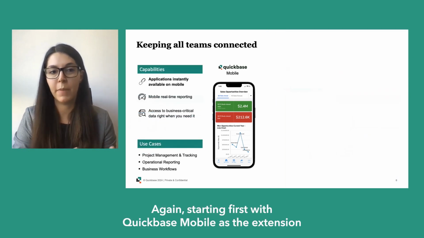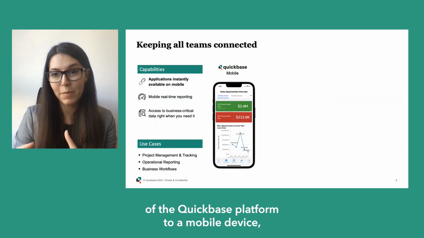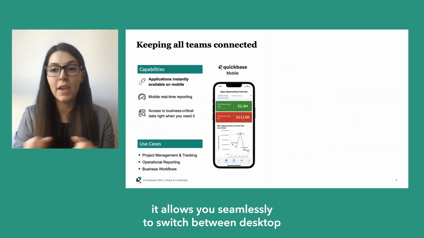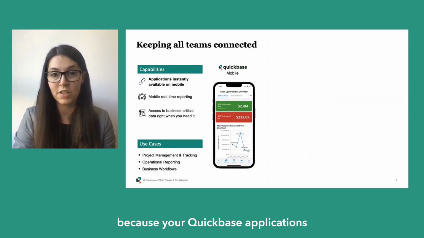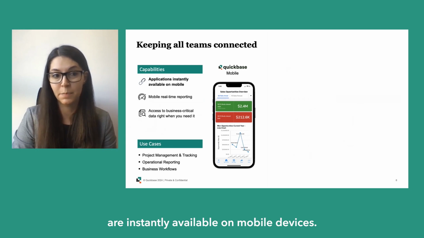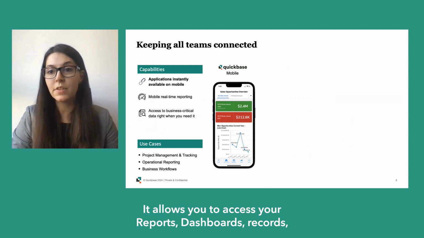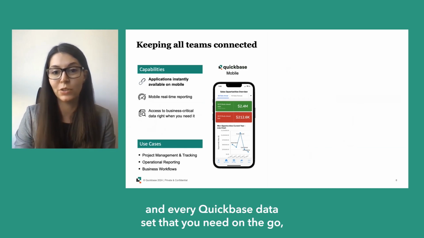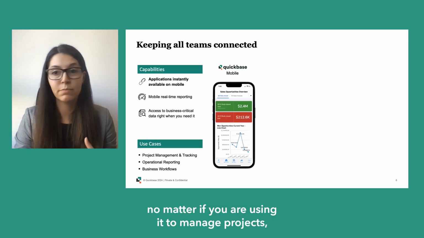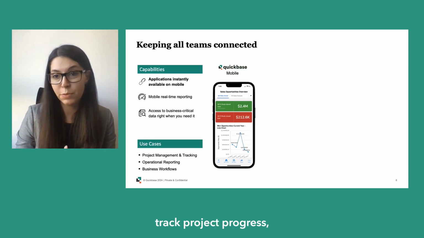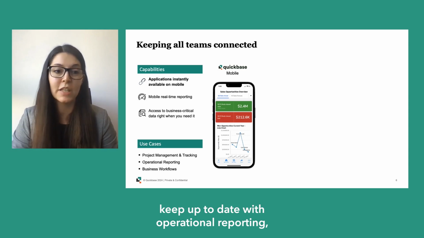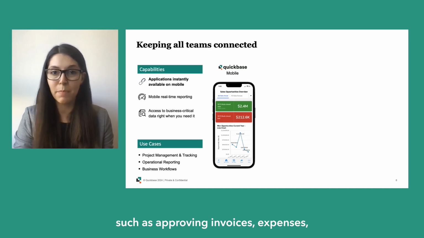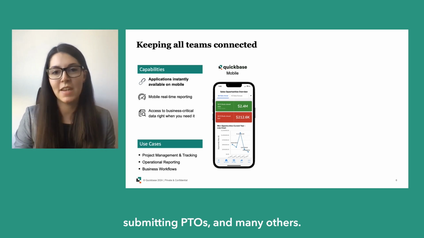Again, starting first with Quickbase Mobile, as the extension of the Quickbase platform to a mobile device, it allows you to seamlessly switch between desktop and mobile devices because your Quickbase applications are instantly available on mobile devices. It allows you to access your reports, dashboards, records, and every Quickbase dataset that you need on the go. No matter if you're using it to manage projects, track project progress, keep up to date with operational reporting, or basically executing any business workflow, such as approving invoices, expenses, submitting PTOs, and many others.